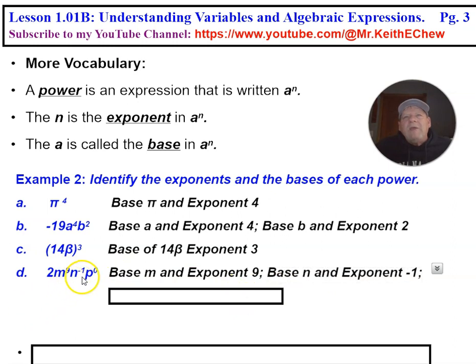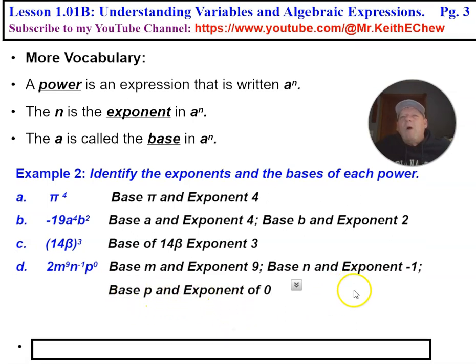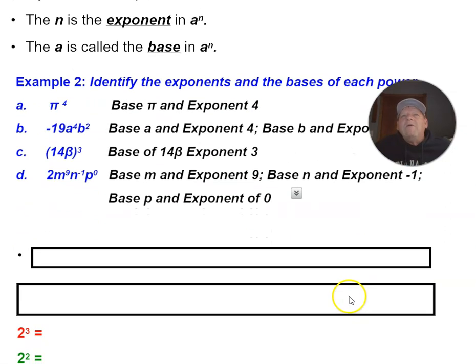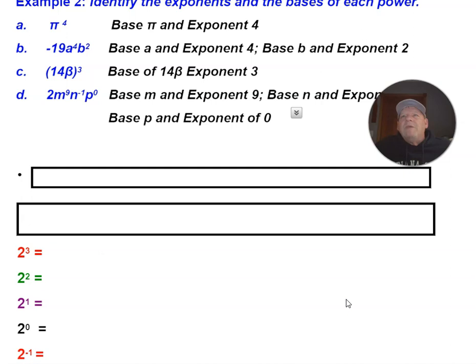Then n would be the base with exponent negative 1. But what does a negative 1 exponent mean? It's something that should have been covered in a pre-algebra or middle school class before you were taking algebra, but we will review it because it's very important. And then the p is a base and exponent of 0. What is a negative exponent and what is an exponent of power 0?